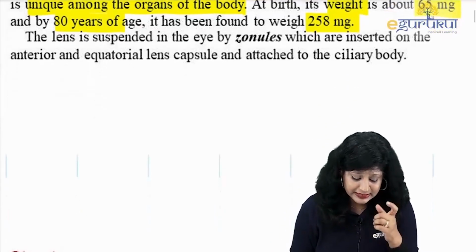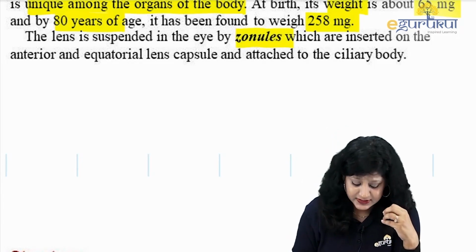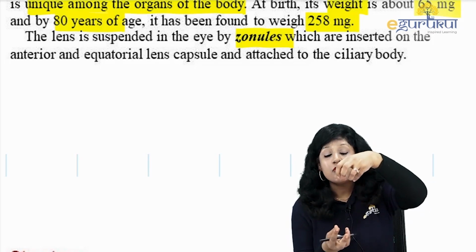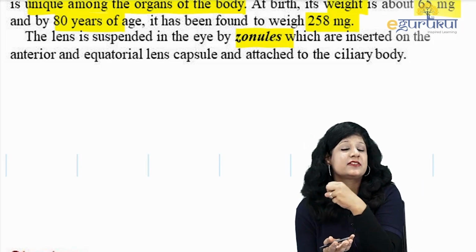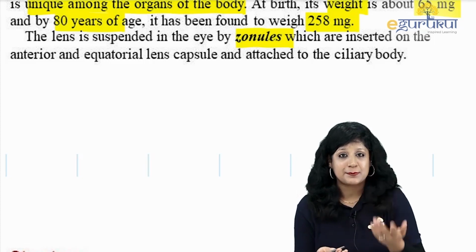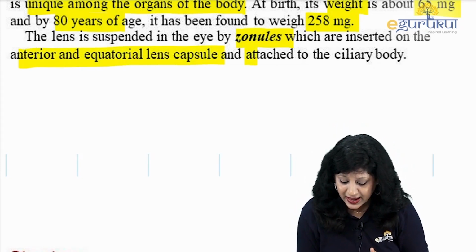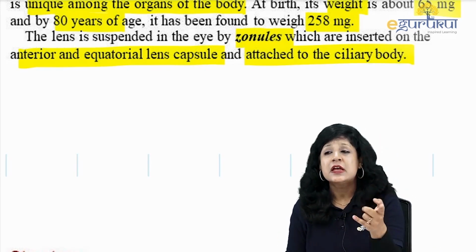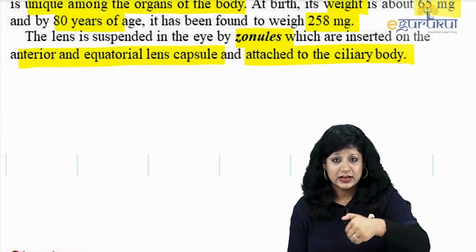Then talking about the lens. The lens is suspended in the eye by the zonules, which are inserted on the capsule. You should know this: when accommodation is taking place, the zonules are acting, so where are they connecting? These zonules are connecting into the capsule. It is the anterior and the equatorial lens capsule on which they act, and they are attached to the ciliary body. So basically, what is the attachment of the zonules? Attachment of the zonule is to the capsule, anterior capsule, equatorial area.